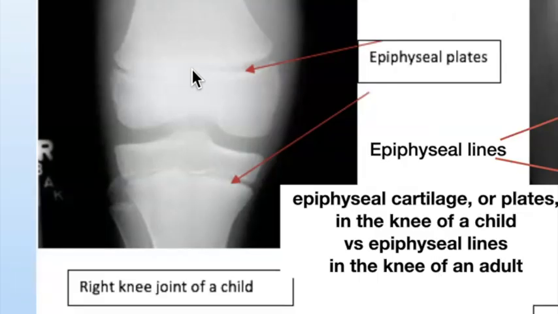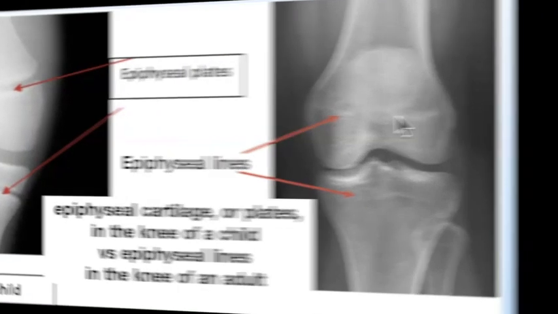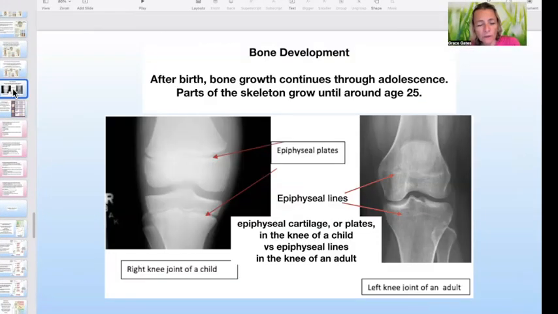So in the knee joint of a child, we see epiphyseal plates. But by the time we see the knee joint of an adult, we see epiphyseal lines because epiphyseal closure has occurred. How tall a person becomes also depends on the age at which epiphyseal closure occurs. And interestingly, in women, epiphyseal closure occurs earlier than in men.